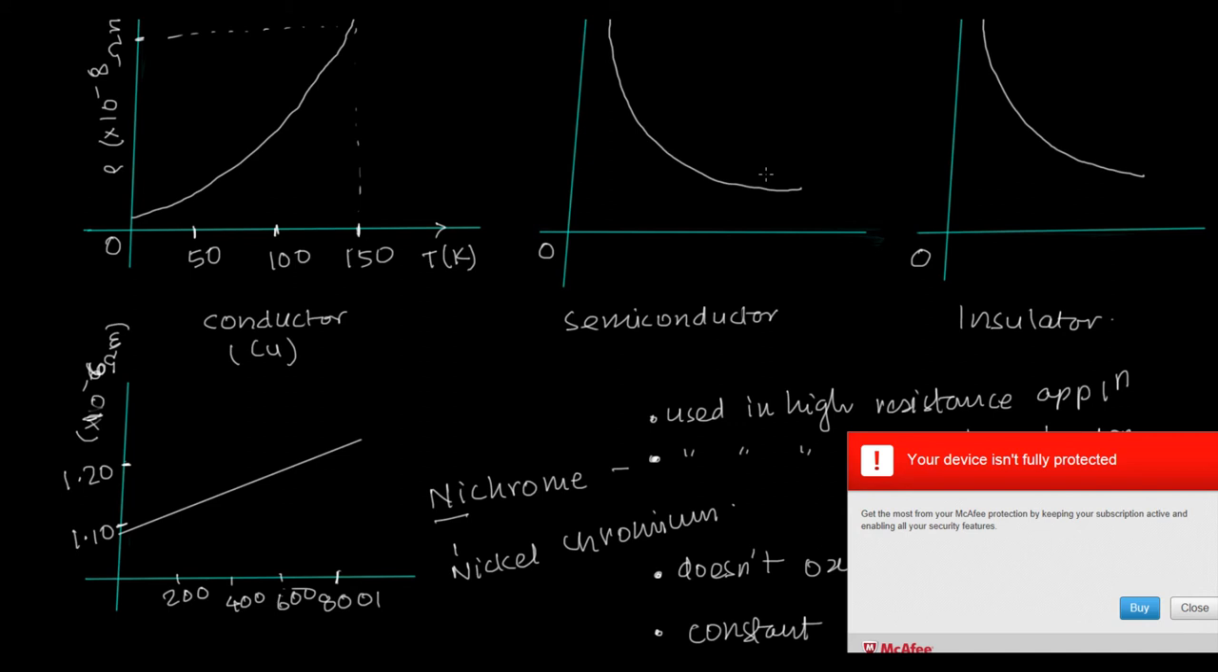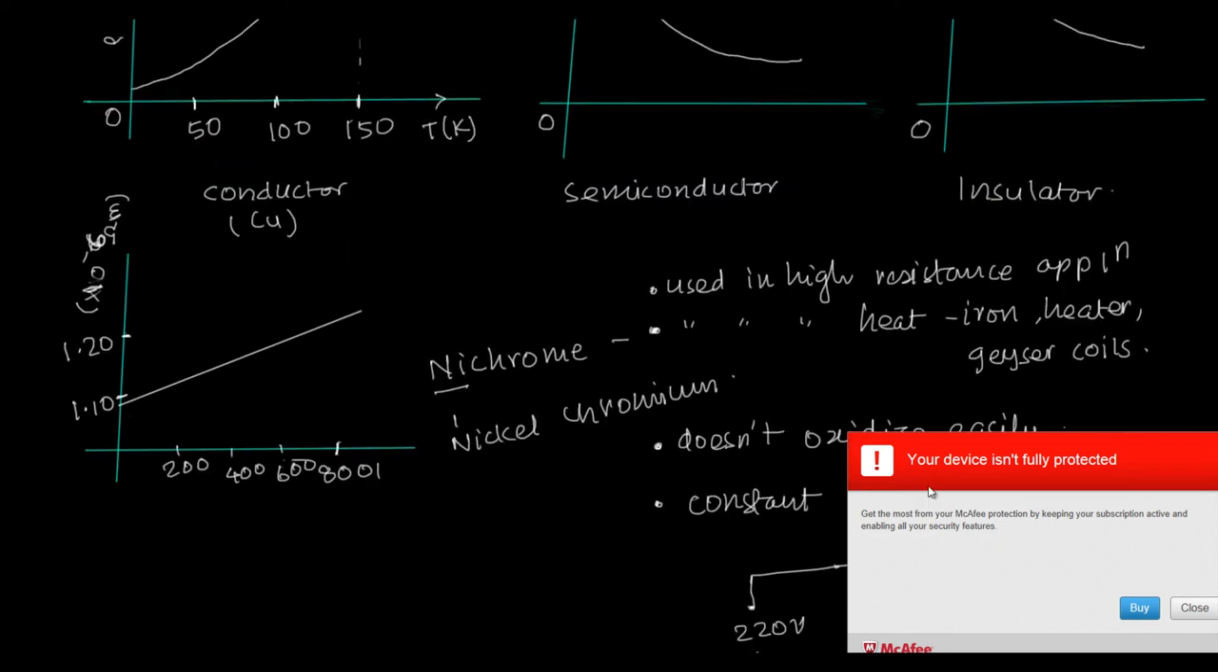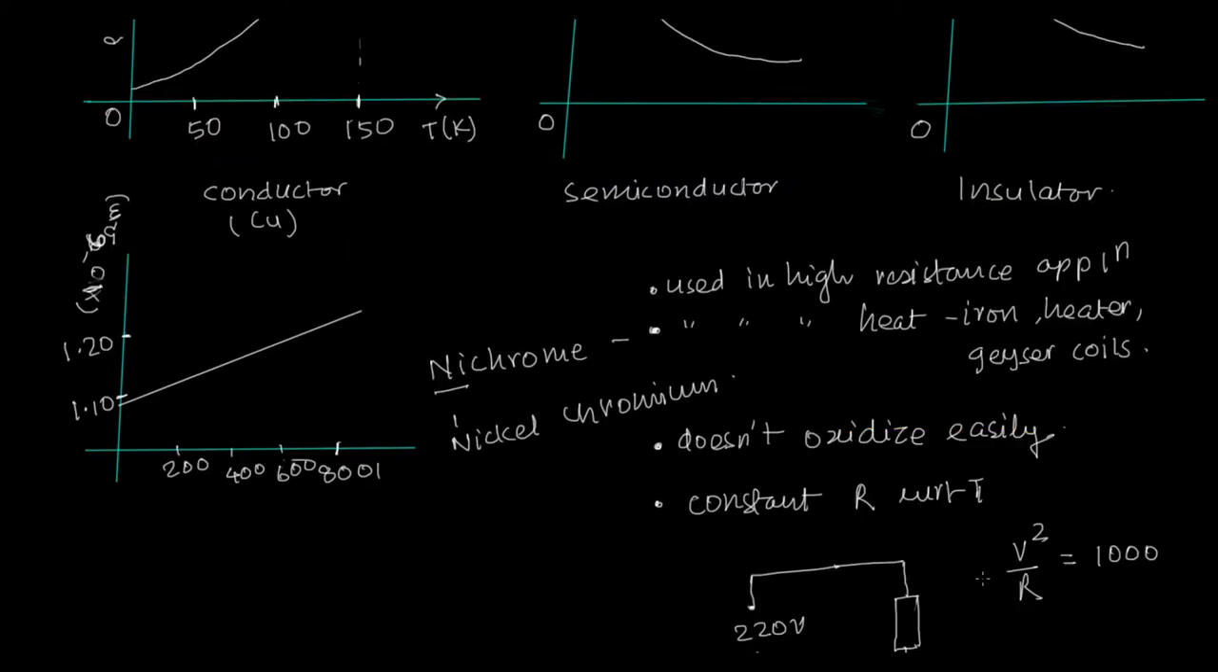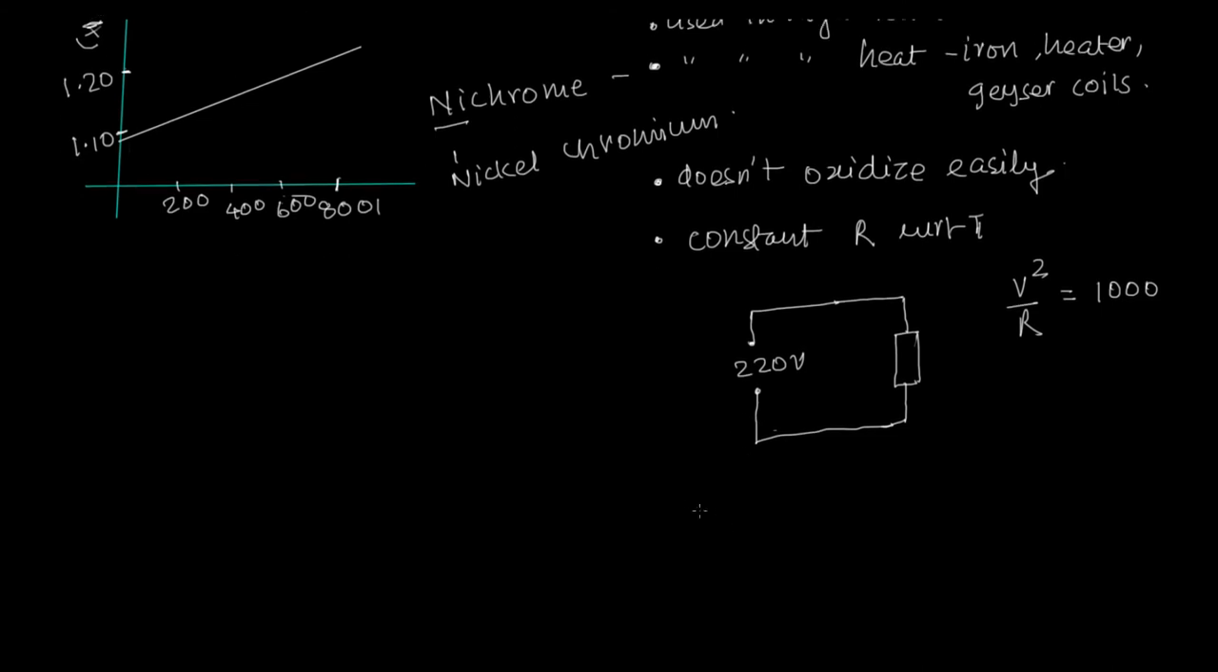And the answer is in the conductivity applications that we had seen. We had found out that conductivity of a material is nothing but 1 upon resistivity. What is that equal to?